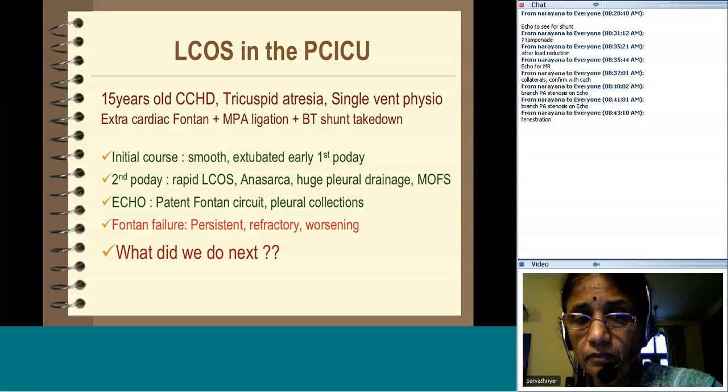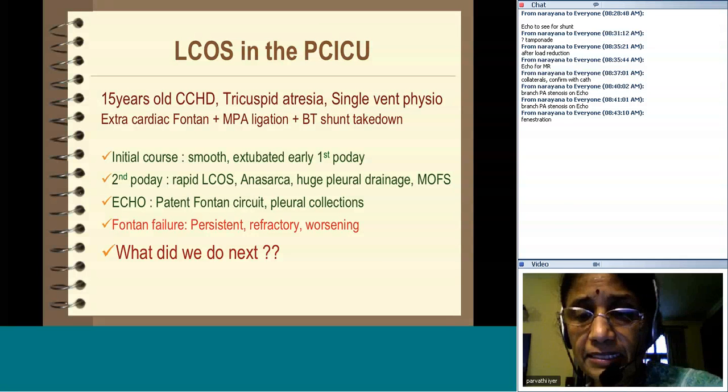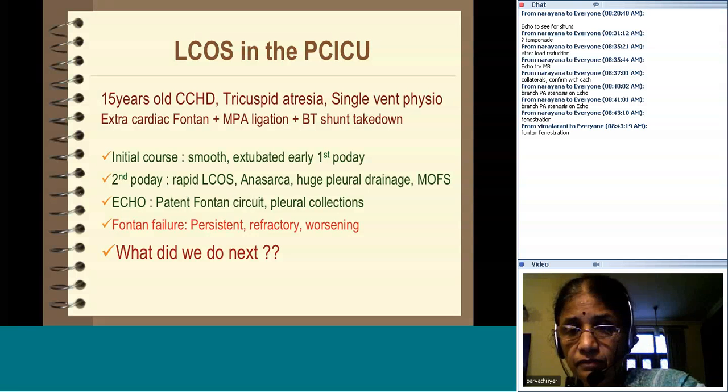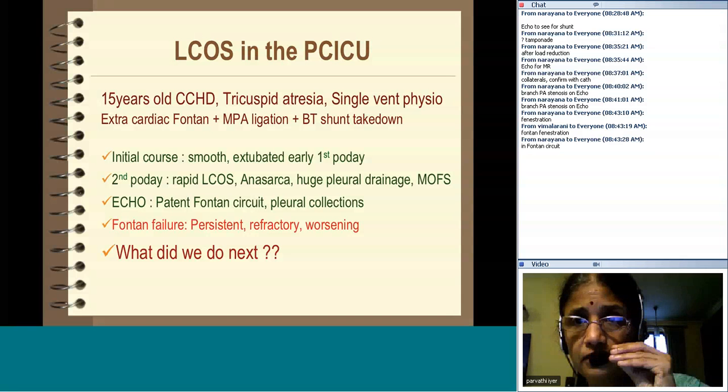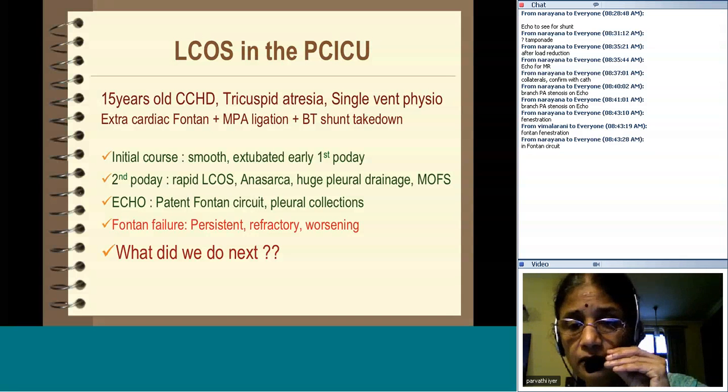Dr. Parvati, I think 2 centers have typed in Fontan fenestration. Sorry? 2 have typed in Fontan fenestration. Yes, now I can read that. So that's a good idea, and that is something that they thought about. But initially, the child was so sick, the feeling was that the Fontan is working well, we will not do anything. Spoke to the family and said, we may have to declare this child.